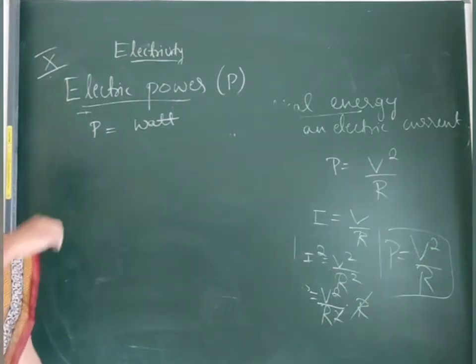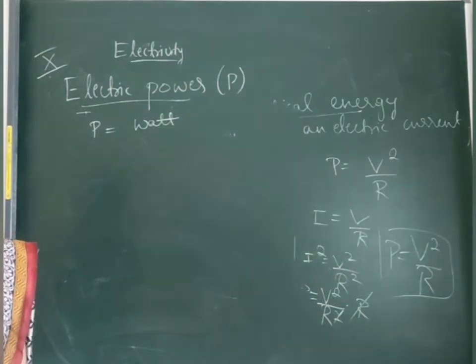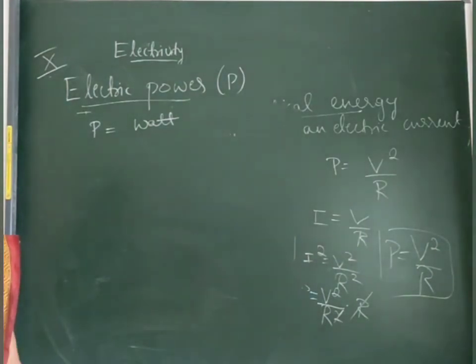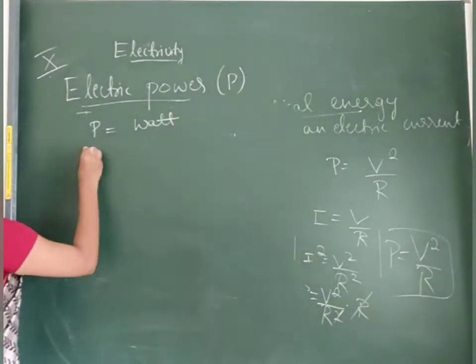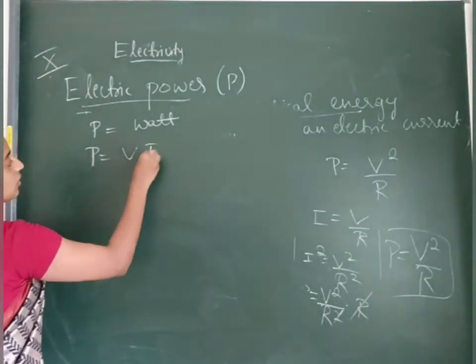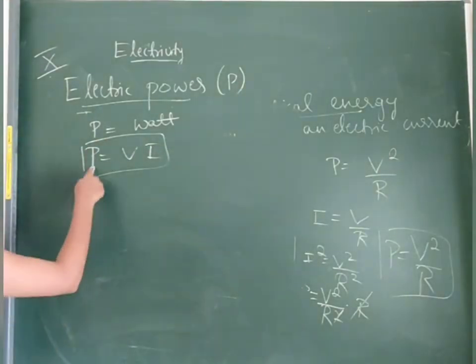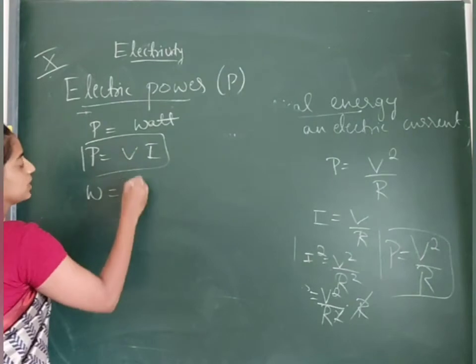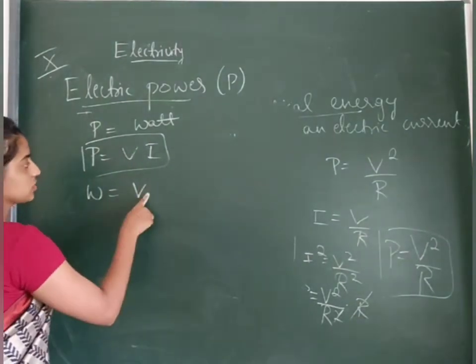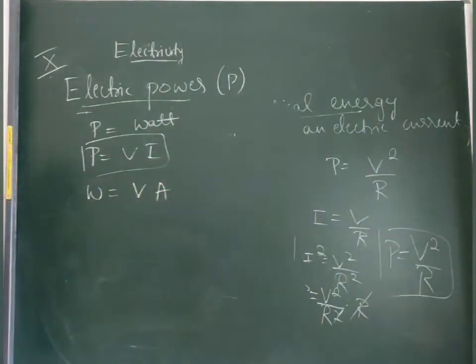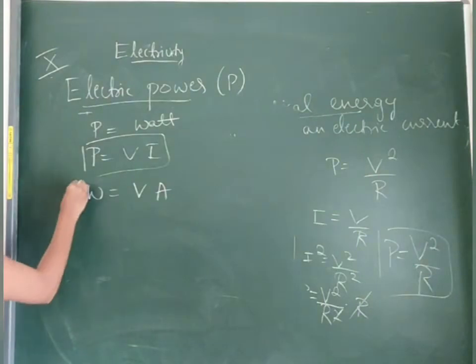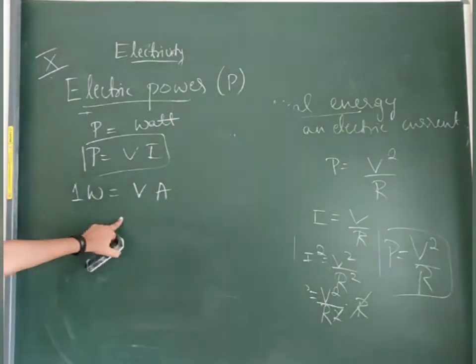As we already learned from the beginning, when they ask in terms of SI unit, you need to use the equation in terms of SI units. That means power is equal to the basic equation, V into I. So P is watt, V is the potential difference in volt, and I is ampere. Now how to define 1 watt?